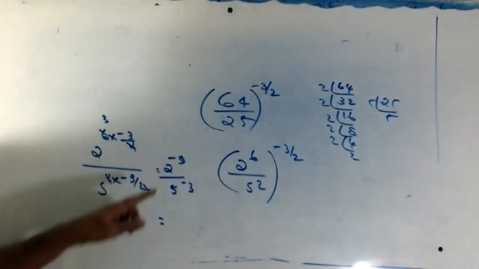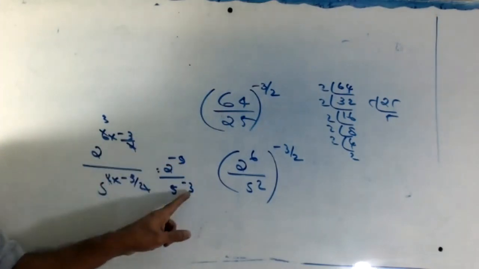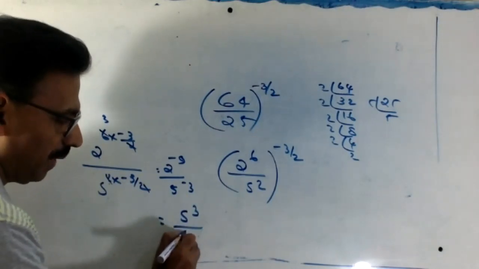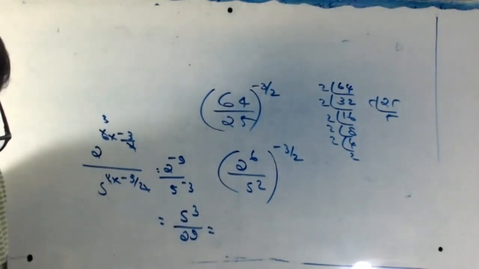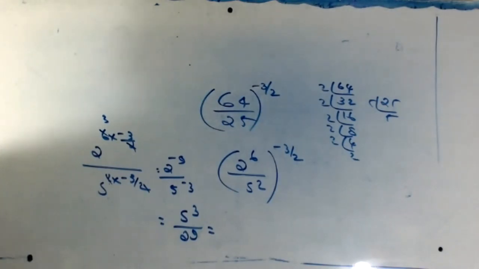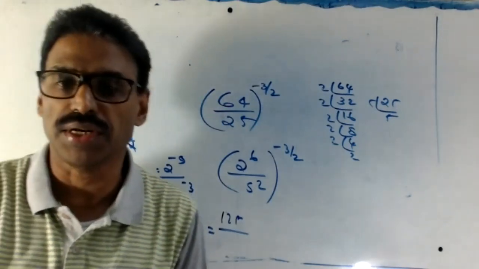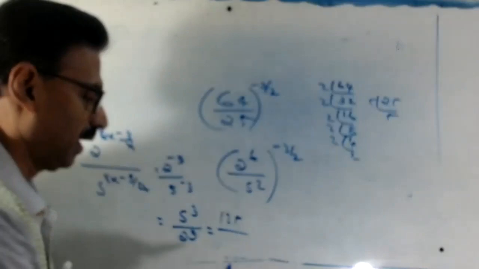Okay. This one coming down, this is going up. Are you okay? This is going up, this is coming down. That is 5 raised to 3 divided by 2 raised to 9. What is that one? How much is that? 125 divided by how much? 2 raised to 9, how much? You find out? 512? Yes. 512.